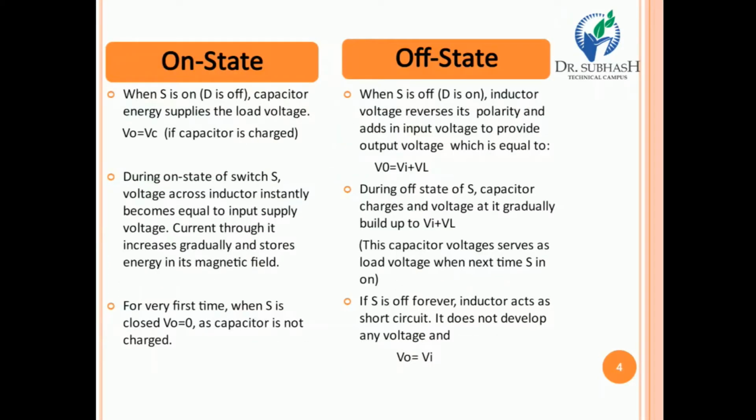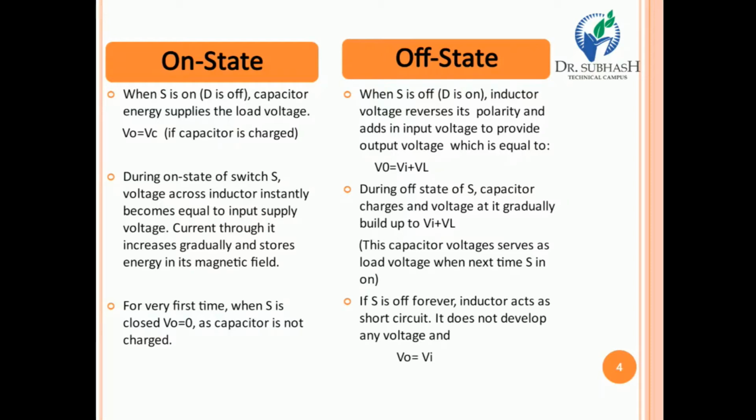Now, figure 2 is our on state and figure 3 is our off state, right? In the on state, when S is on, meaning the switch is in the turn on condition, the diode is in the turn off condition, so the capacitor energy supplies the load voltage. So we get the output voltage equal to VC, where VC means the capacitor charging voltage. So output voltage equals VC, right?